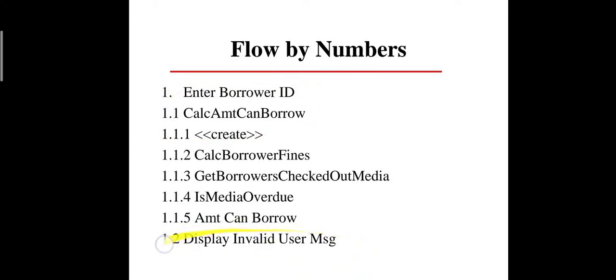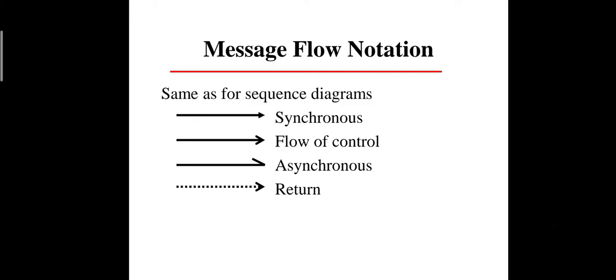That is a second sequence. All these sequences under the first case, all these 1.1, 1.1.1, are under the first case, that is the first message. Under the first message it will calculate the amount borrowed, and under it all this sequence of steps will be carried out. If that borrower ID does not match, then it will go to the other sequence, that is, display the invalid user message.